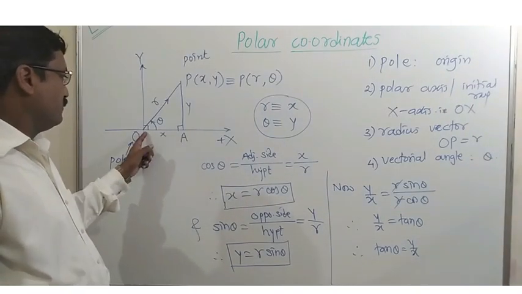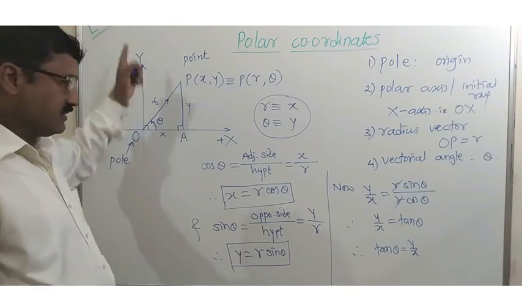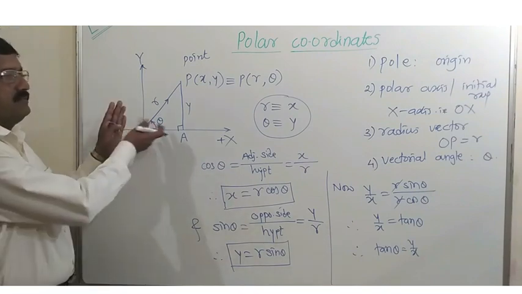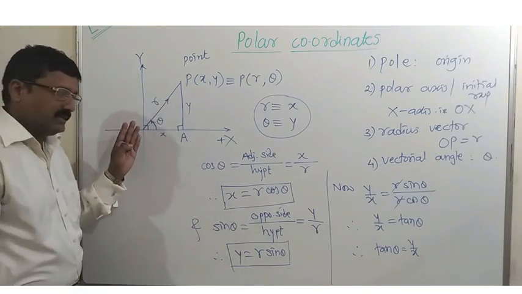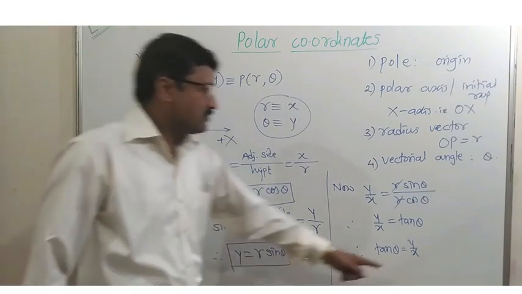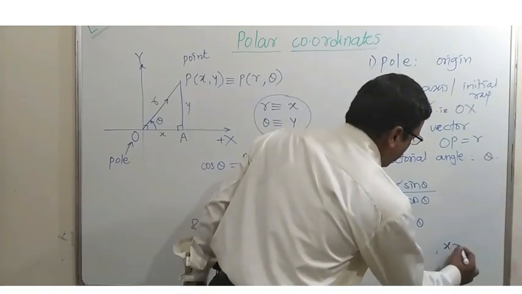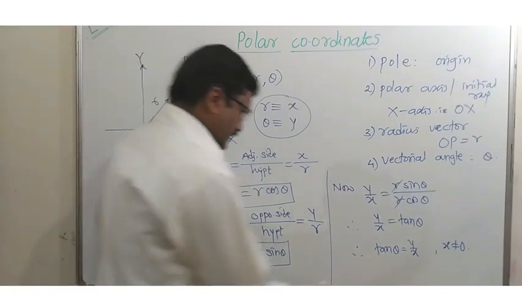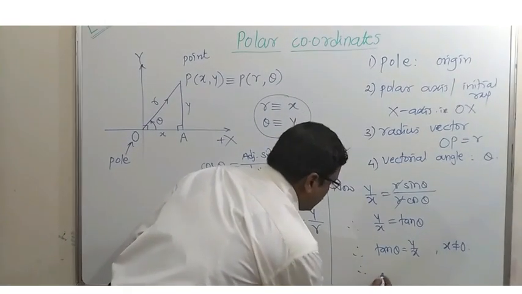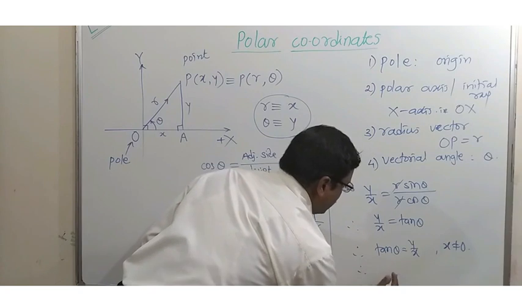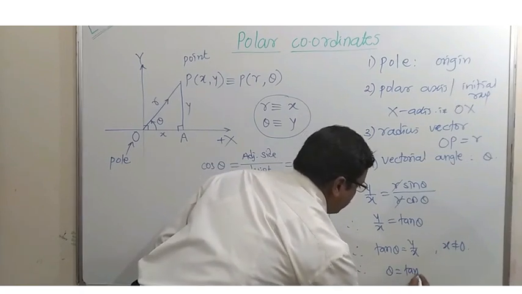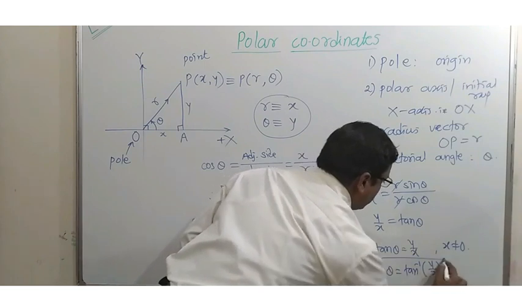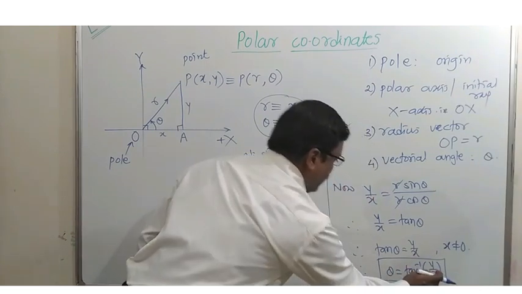If x is equal to 0, then the point lies on the y axis. Then no need to find the angle theta, because if the point lies on the y axis, the angle will obviously be pi by 2 or 90 degrees. So no need to find that angle. So the condition here is that x is not equal to 0. Then we get tan theta equal to y upon x. But what is theta? Obviously from this we can write theta is equal to tan inverse of y upon x. Okay. So this is the relation between theta, y and x.